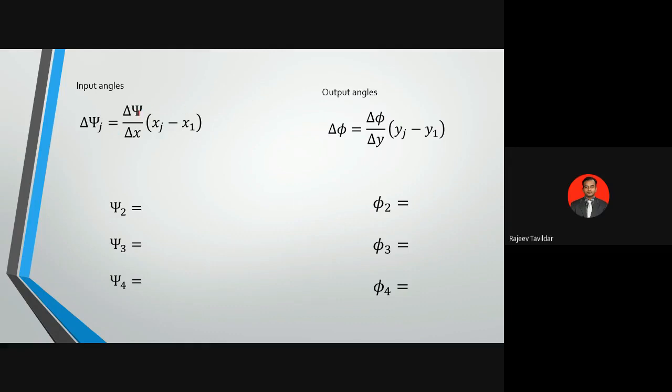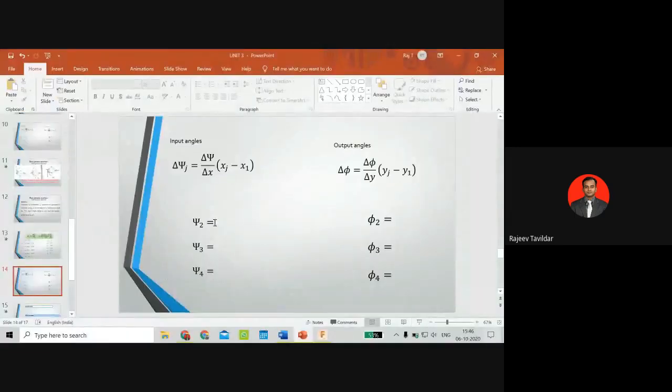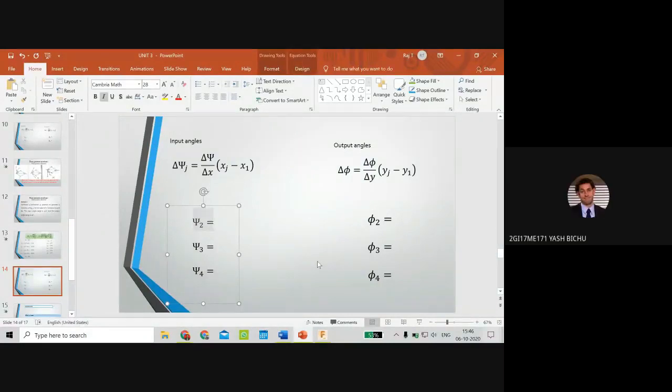So delta psi is already given to you. Delta x is 50, xj means it will be x2 minus x1 for the first value. Someone can answer this. 32.47. 78.4. 110.86.